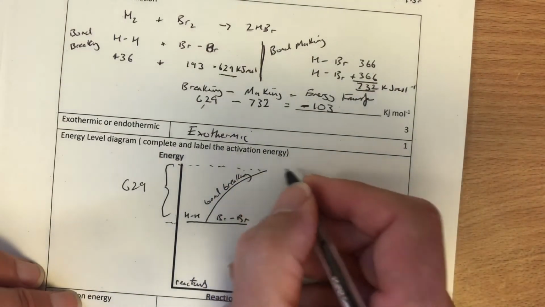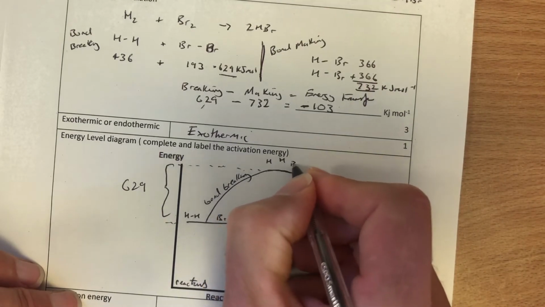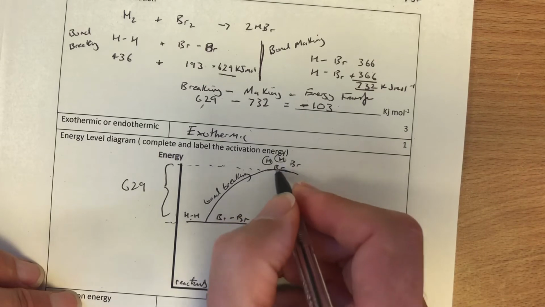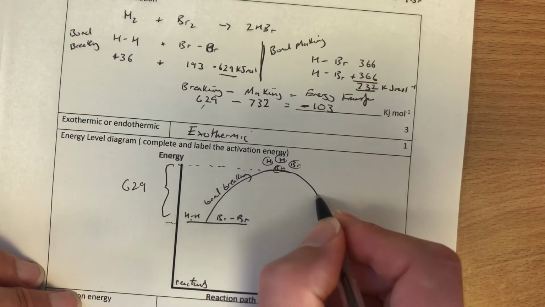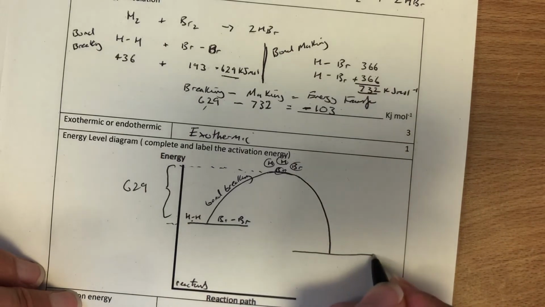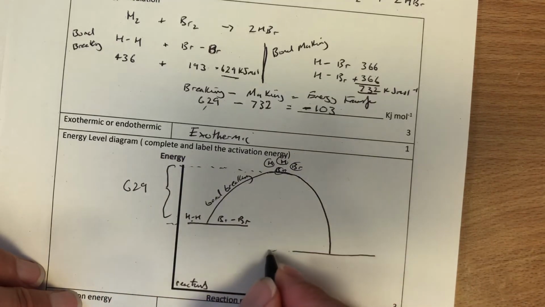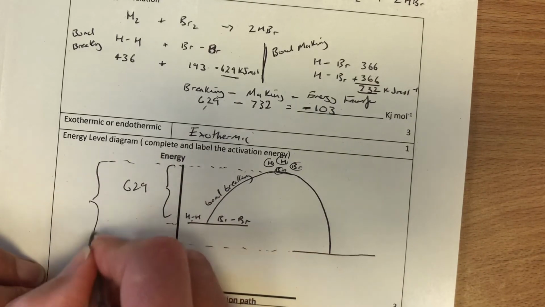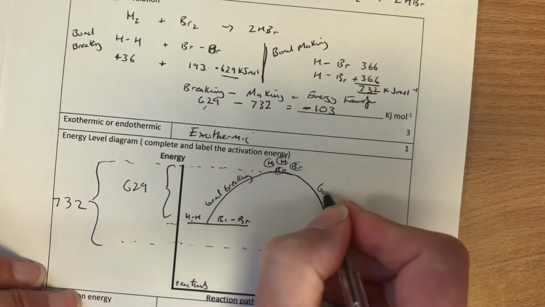Now we've got everything at the top here. All the atoms at the top are on their own. I've got my hydrogens and my bromines, and they're not joined to anything. Notice here they had bonds, whereas here they're on their own. So our next stage is bond making. Bond making gives out 732, so we're going to come down now because the energy is given out, so it's lost from the system. It goes down a bit further than what we went up, because that was 629. So from here to here, that difference is going to be 732 kilojoules per mole. So this was bond making.